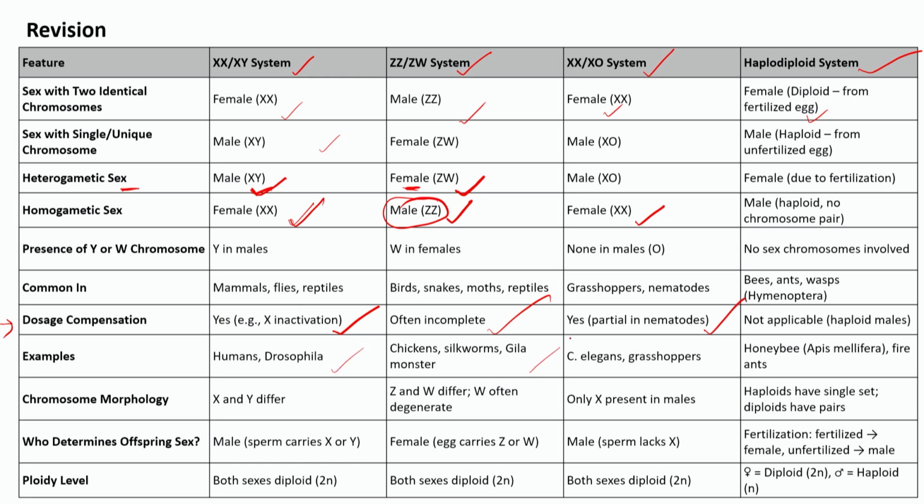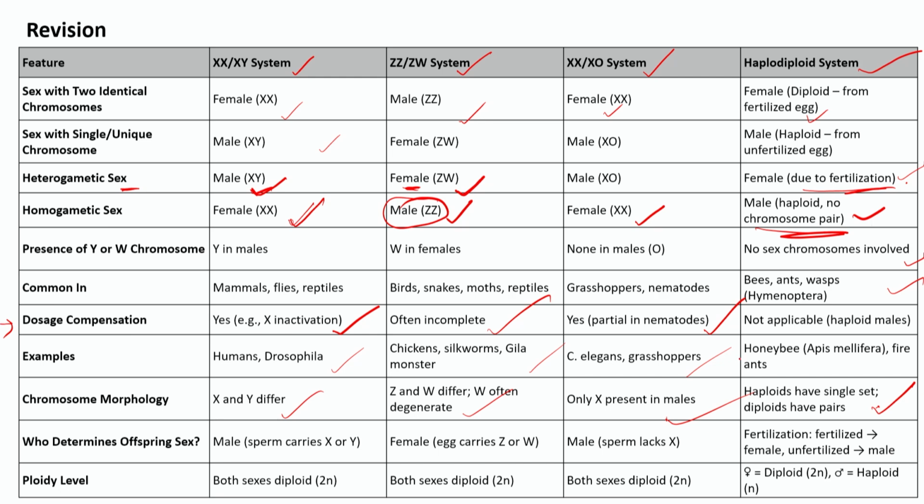And here are the examples I have already mentioned earlier. And then these are the chromosome morphologies: X and Y differ, Z and W differ, and here only one X chromosome is there. And in the haploid-diploid system, you can see that the male is haploid, with no chromosome pair, and the female, due to fertilization, is diploid. So no sex chromosomes are involved. Examples are bees and ants, and haploids are single sets, diploids are pairs. So this is pretty much it.